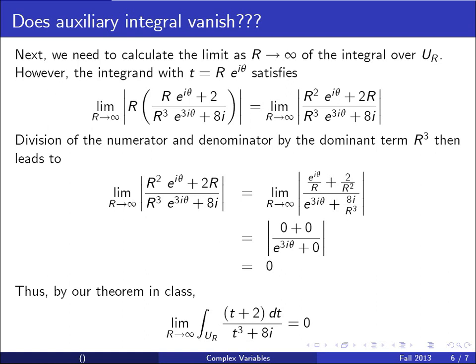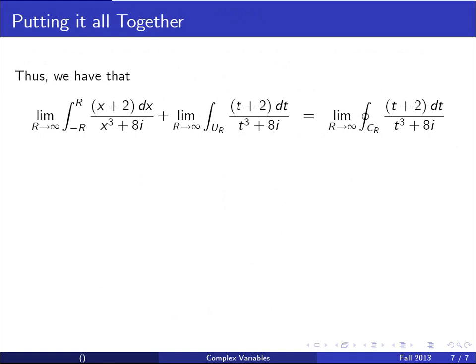So therefore, the limit as r goes to infinity of the integral over u sub r of (t plus 2) dt over (t cubed plus 8i) is equal to 0. And that allows us to put it all together. So remember, we said we had this integral from negative r to r plus this integral over u sub r equal to this integral over c sub r, the closed curve.